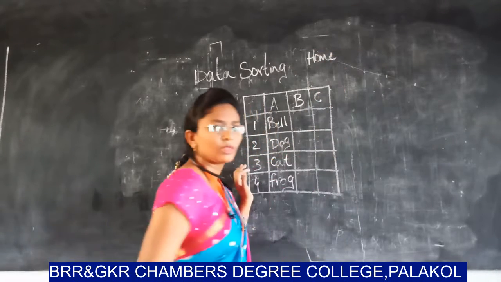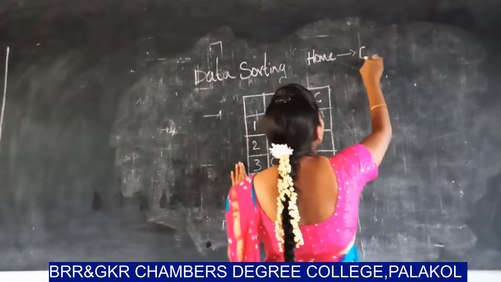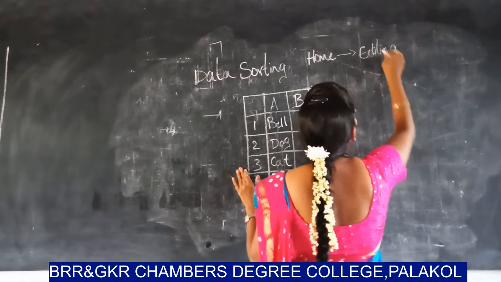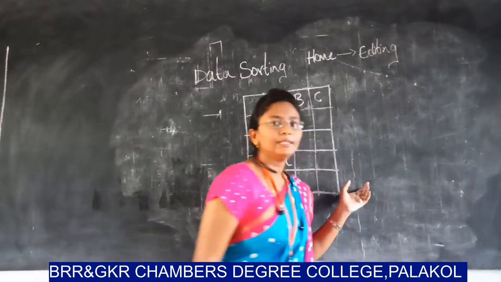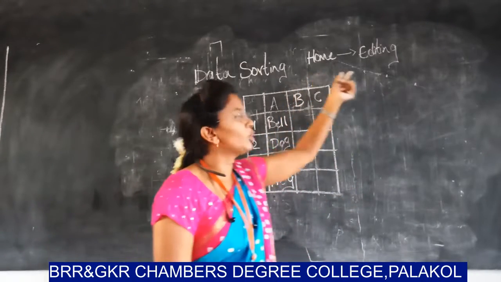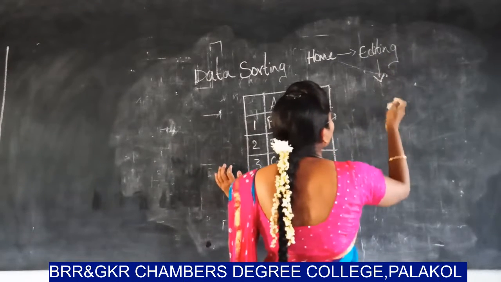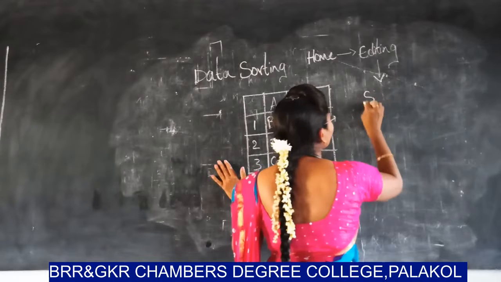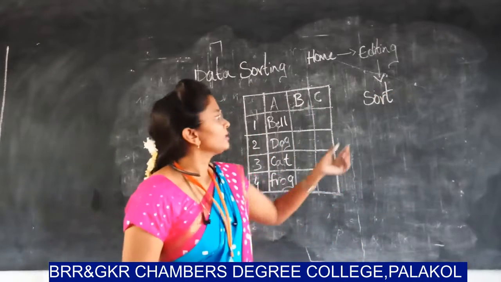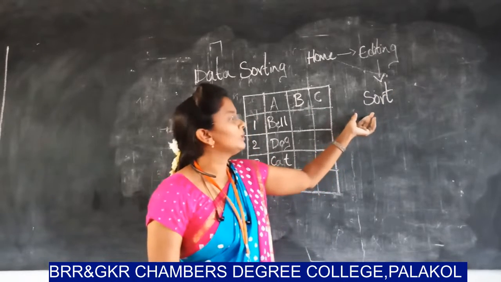After selecting the data, go to the home button, and in that home tab you can see the editing group. First click on the home tab and then click on the editing group. This is the editing group. In that editing group you can see the sort option. Single sort won't be there. Sort and filter option will be available here.